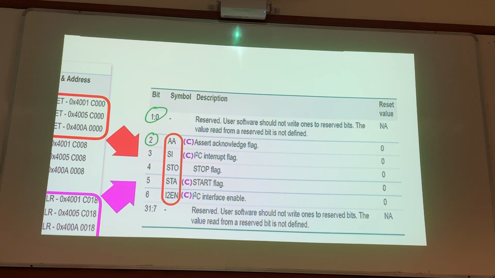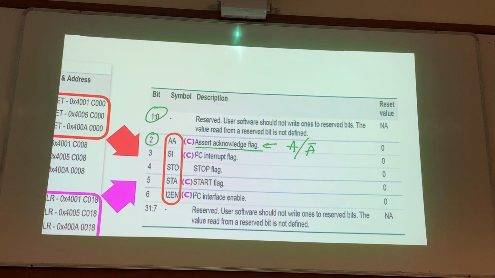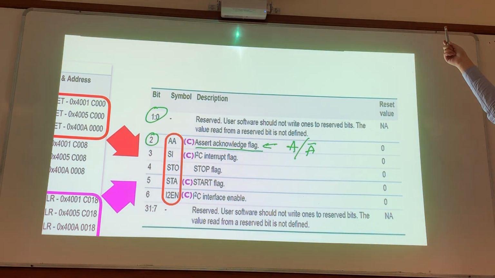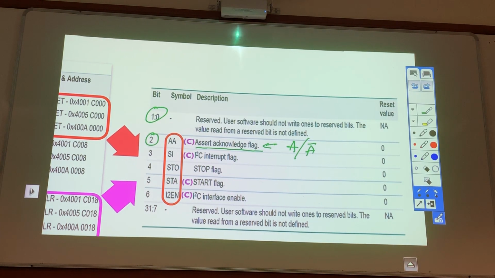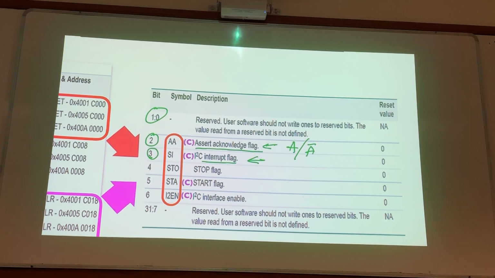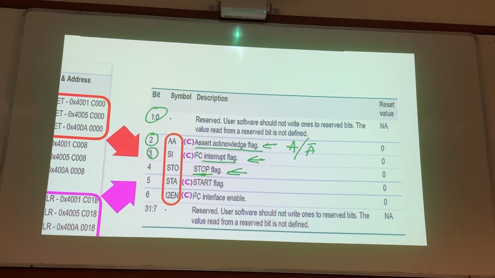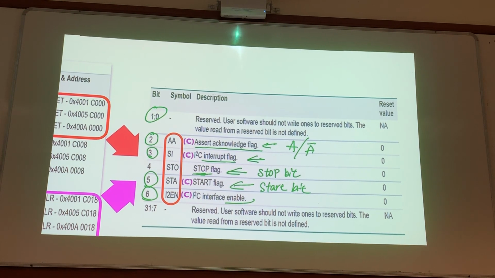Bit 2 of your control register is the assert acknowledge flag. Remember we talked about how sometimes we send acknowledge, sometimes we send not acknowledge. This bit is handling this. Bit 3 is handling the SI interrupt flag. I will introduce later on in the question how to use this. Bit 4 is handling the stop. Remember, your master will send stop or start. So this bit is handling the stop pattern, the stop bit. Bit 5 is handling the start bit, and bit 6 is to enable the interface.